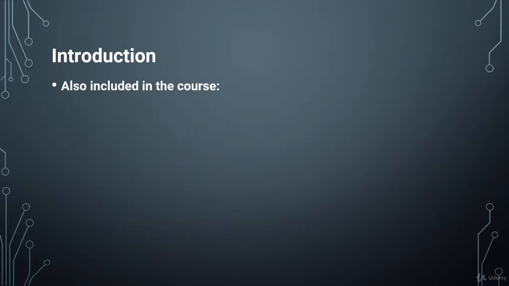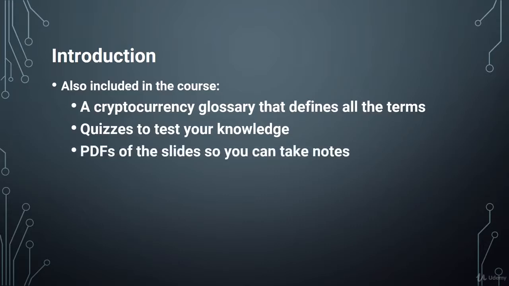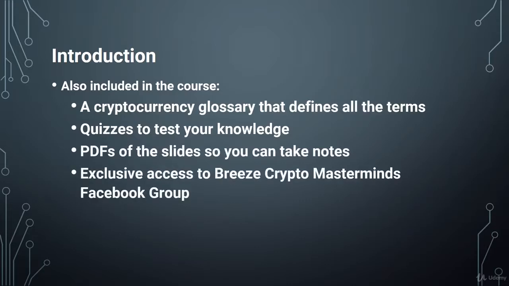Also included in this course, you will receive a cryptocurrency glossary that details all of the terms, breaking down basically every term that you see in the course so that you can understand it in plain English. Quizzes to test your knowledge about what you've been learning throughout the course. PDFs of the slides so that you can print them out and take notes. And exclusive access to the Breeze Crypto Masterminds Facebook group. In that group, you'll be able to network and interact with other cryptocurrency enthusiasts.